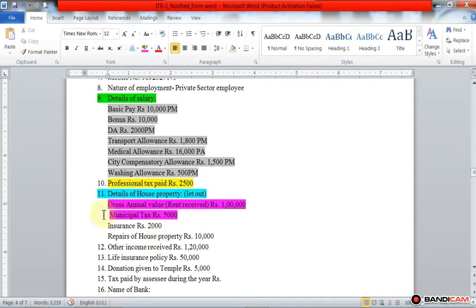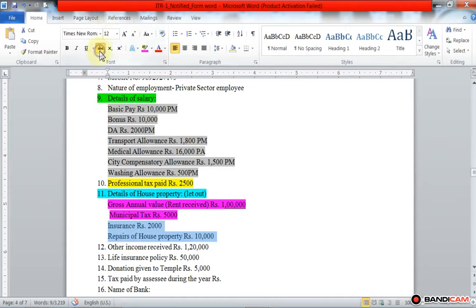Then insurance of house property 2000 and repairs of property 10,000. So it is expenses incurred on house property. It cannot be deducted from the income of the house property because the income tax has given a 30% deduction in respect of repairs and maintenance of house property.